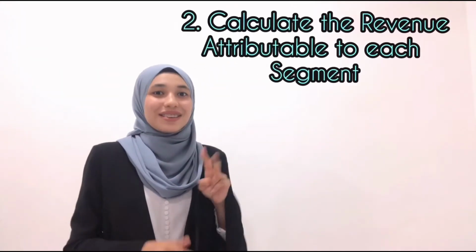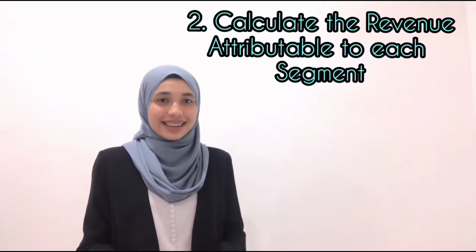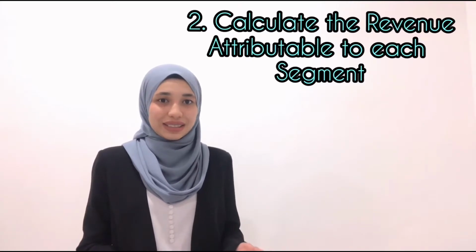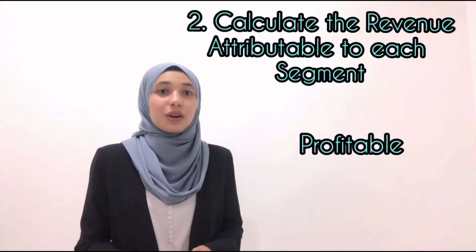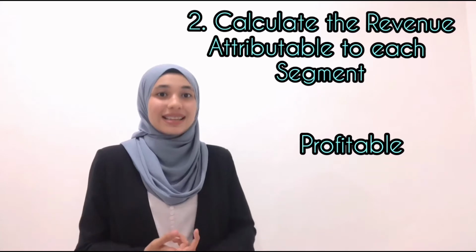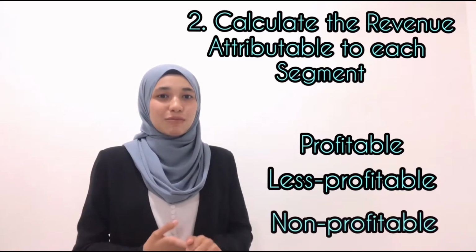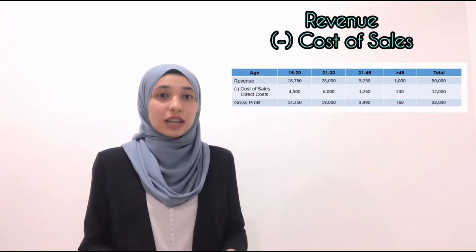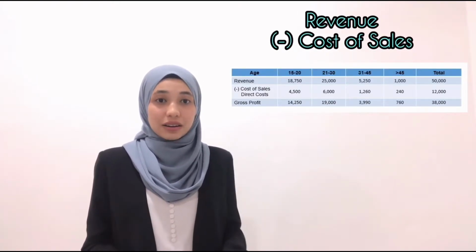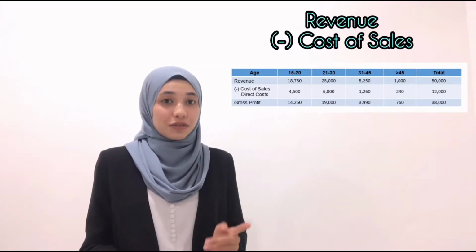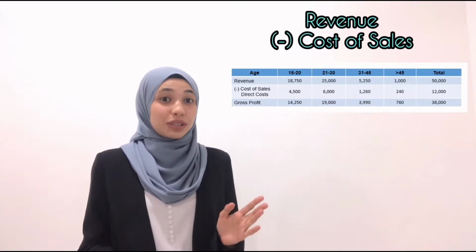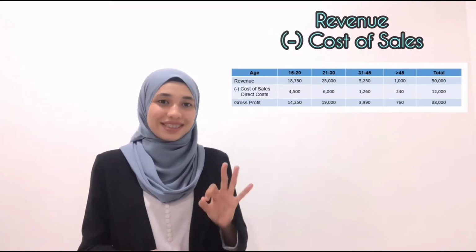Step number 2, we are going to identify and calculate the revenue attributable to each segment. From there, we can know which segment is profitable, less profitable, and non-profitable. And the revenue must be deducted by the cost of sales and you will get the gross profit. But do not forget to deduct any of the costs which will be shown in step 3. So, Ashikin, can you explain to them about the cost?